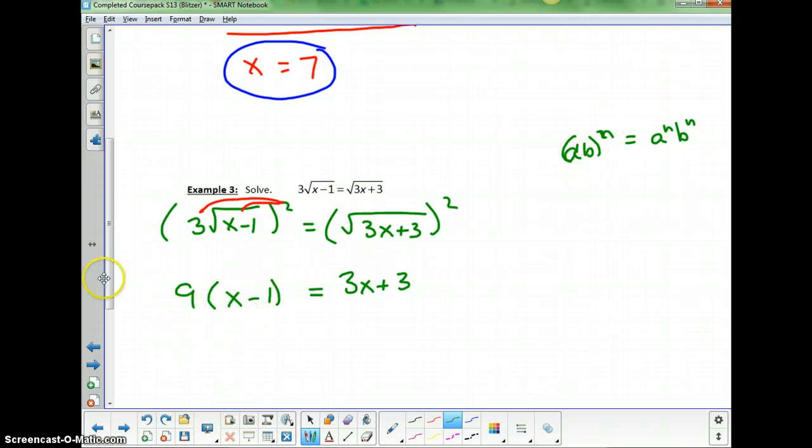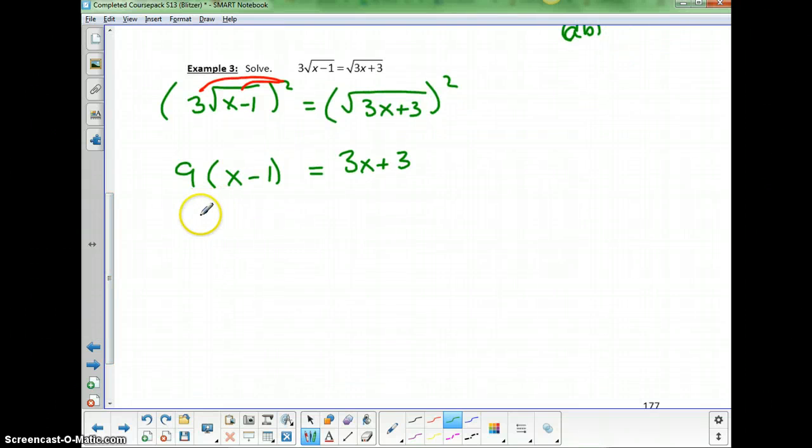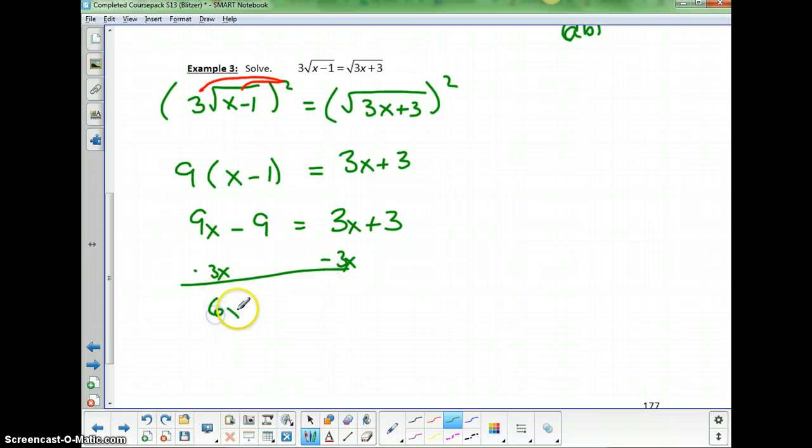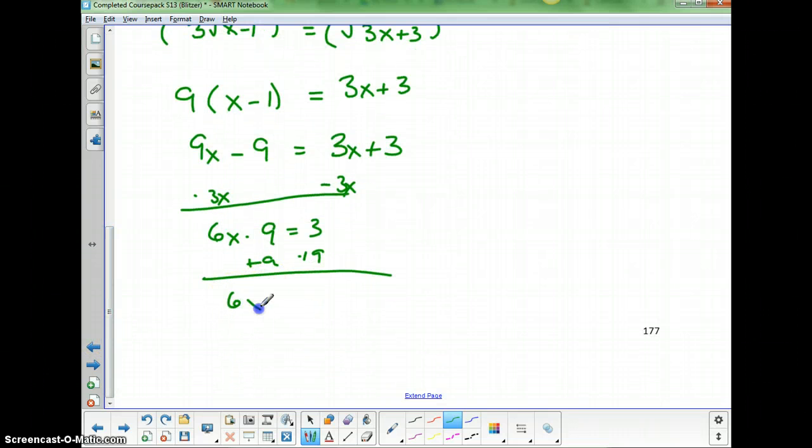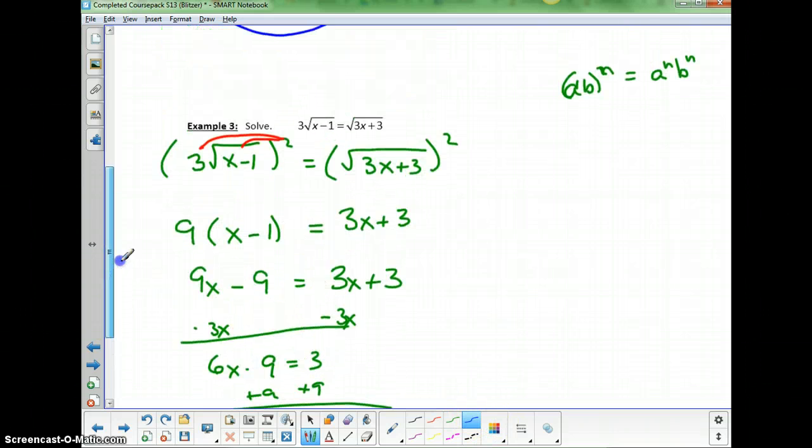Okay, continue just to solve as normal. So you would use the distributive property here. 9x minus 9 equals 3x plus 3. We'll start subtracting our 3 to the other side here. So 6x minus 9 equals 3, and then we'll add this 9. So far I've got 6x equals 12, divided by 6. x equals 2. Now I have absolutely no guarantee that x is really 2. I won't know until I check.